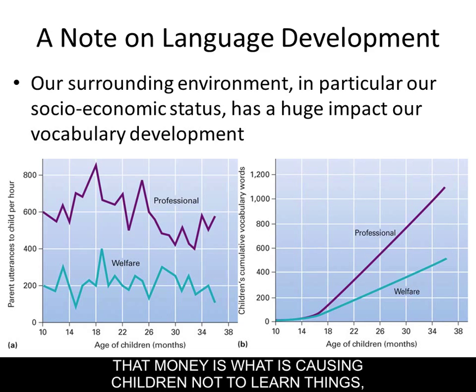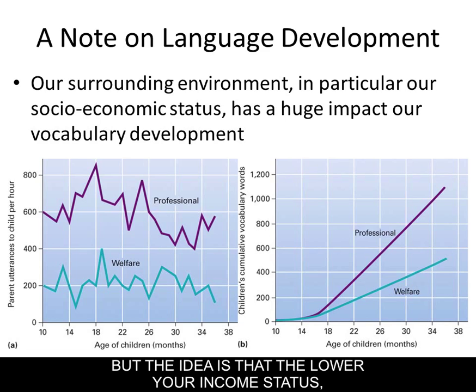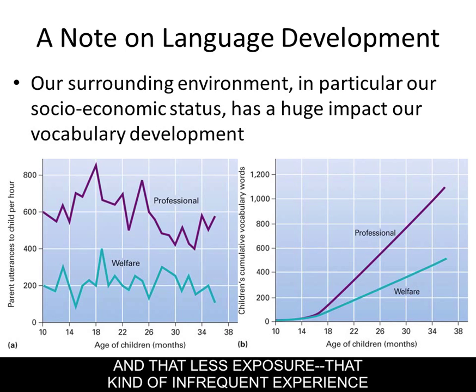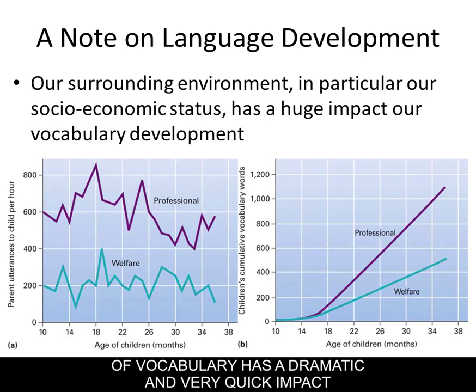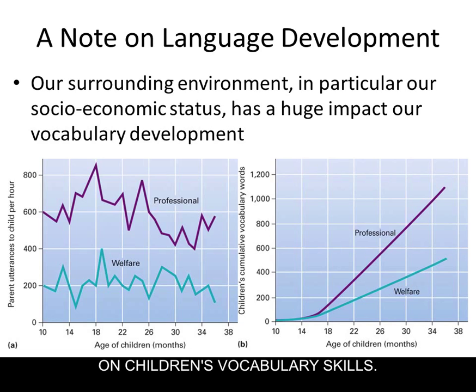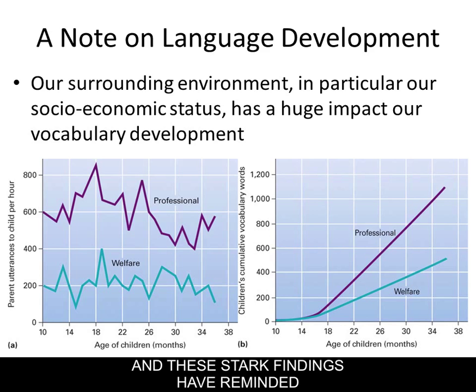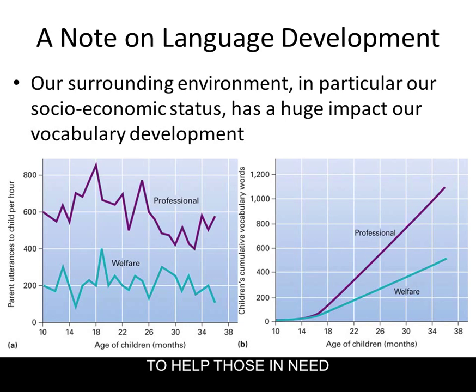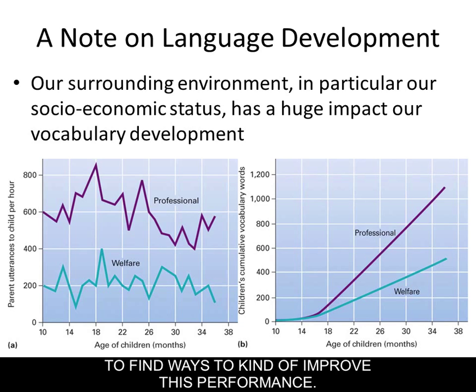And that's not saying that money is what's causing children not to learn things, but the idea is that the lower your income status, the lower your education, the less you're exposing your child to more diverse words. And that less exposure, that kind of infrequent experience of vocabulary, has a dramatic and very quick impact on children's vocabulary skills. And these stark findings have reminded a lot of educational psychologists and people within the field trying to find ways to help those in need, to find ways to improve this performance.